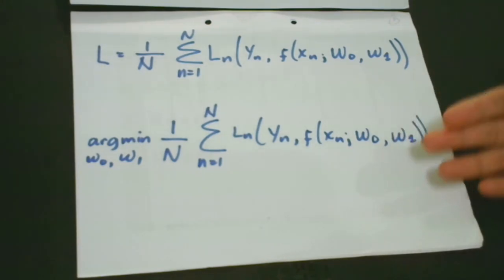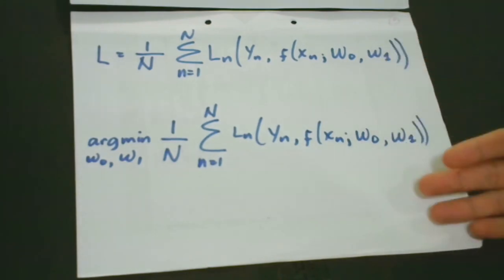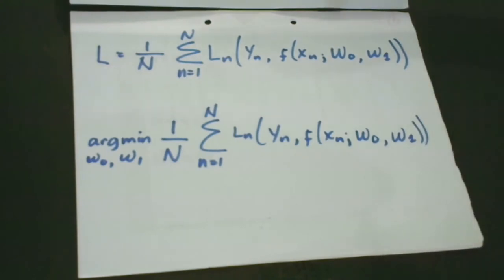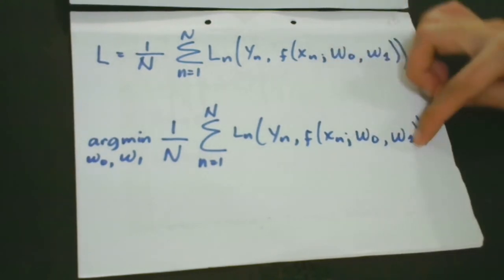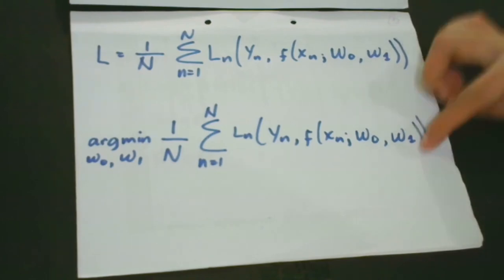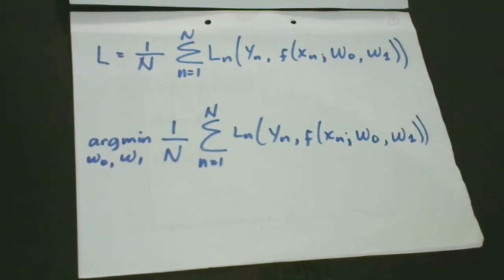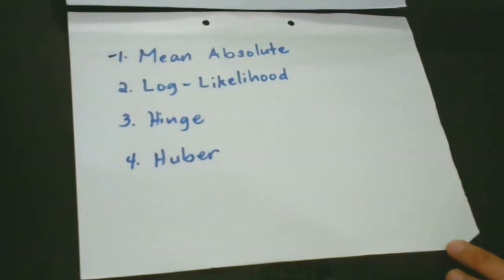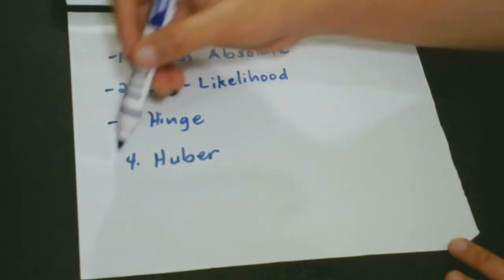So the squared loss is the most common loss function due to the fact that it makes finding the best values W0 and W1 simple and straightforward. There are actually other types of loss function that can be used for your purpose. We have mean absolute, the log likelihood, the hinge, and the Huber.